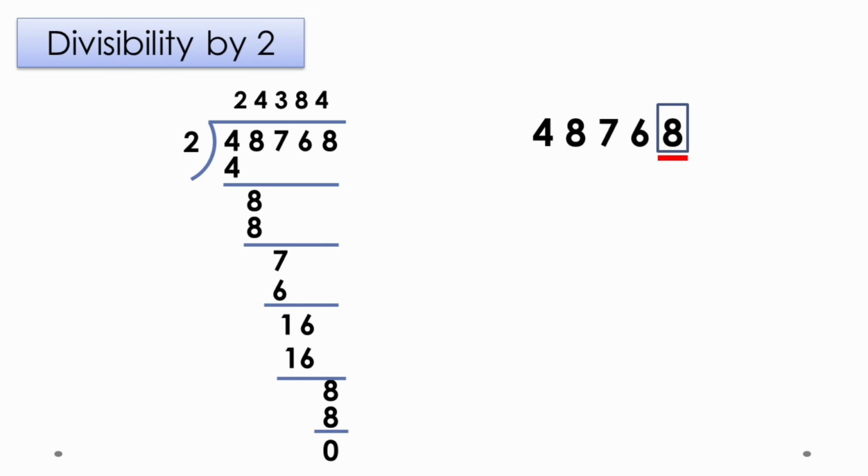So, the complete number 48768 is divisible by 2. If the number was 48767, it would not be divisible by 2, as in this case, the last digit is 7, which is not an even number. Now let's check out the test for finding divisibility of a number by 3.